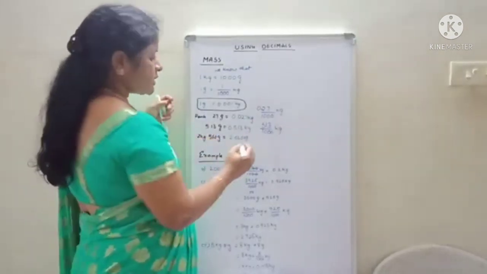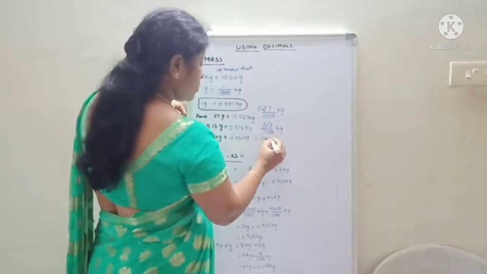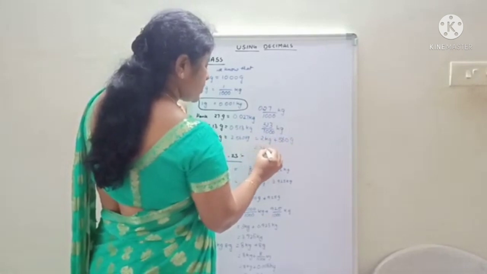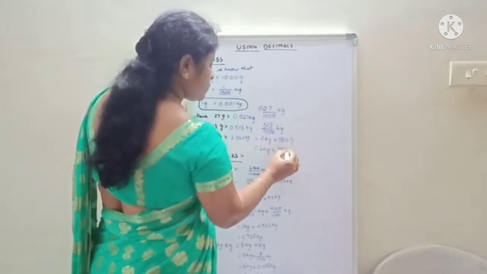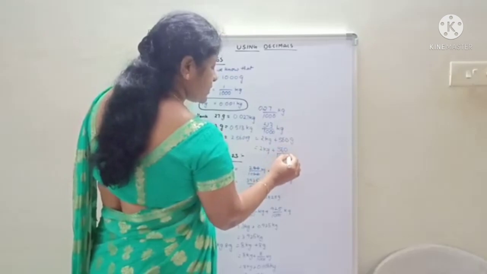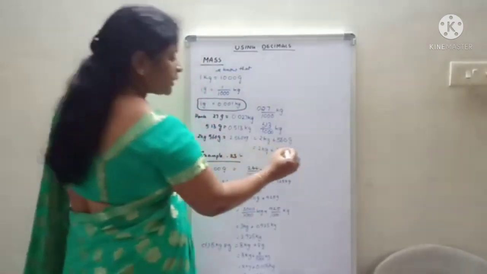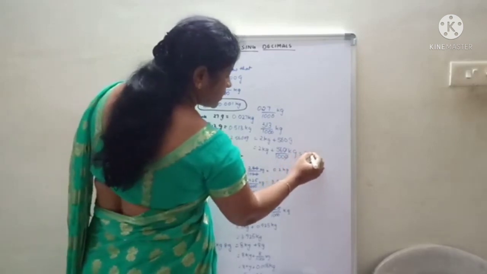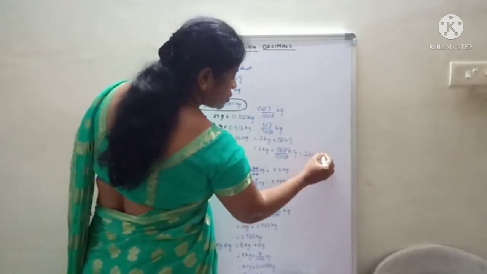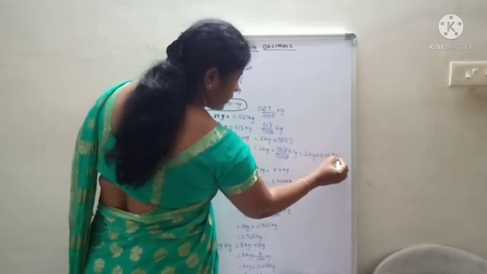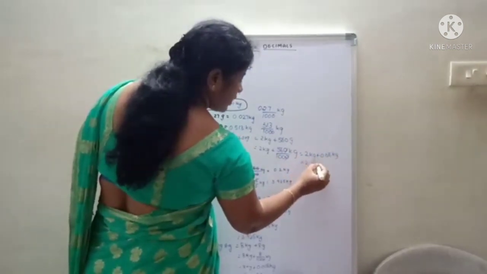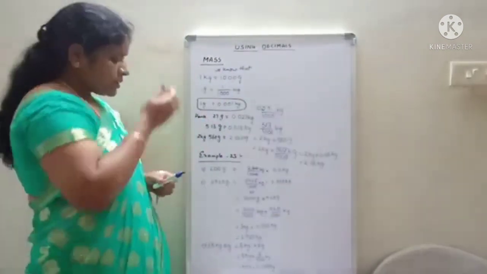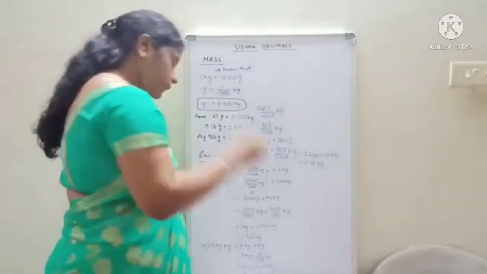2 kg 560 grams is nothing but 2 kg plus 560 grams. Convert 560 grams into kgs: 560 by 1000 kg. The 0 cancels, so 2 kg plus 0.56 kg, which is nothing but 2.56 kg.